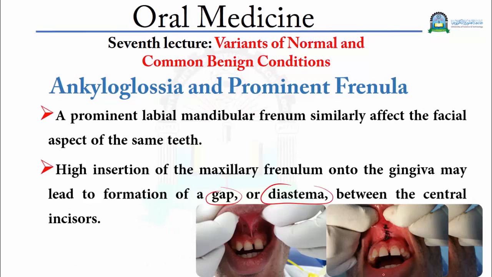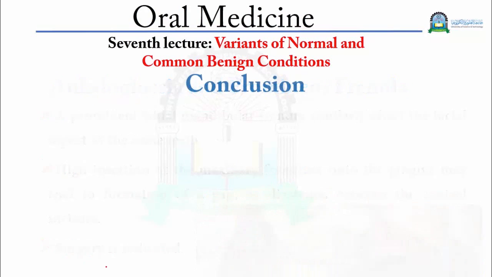This is the case of a young adult patient complaining of a high frenal attachment in the labial area, with the frenum attached nearly to the base of the interdental papilla between the two central incisors, leading to the diastema. So it is treated by surgical removal. Surgery also is indicated, as we mentioned.